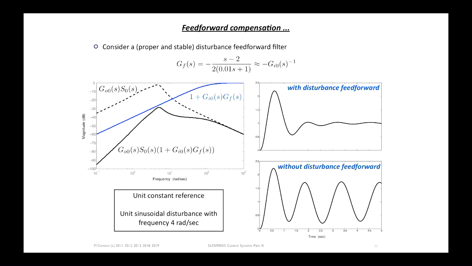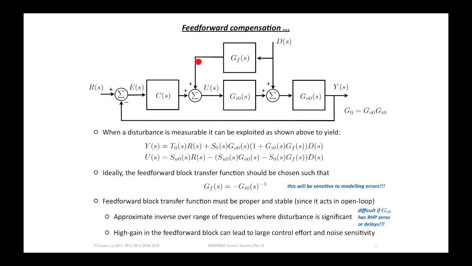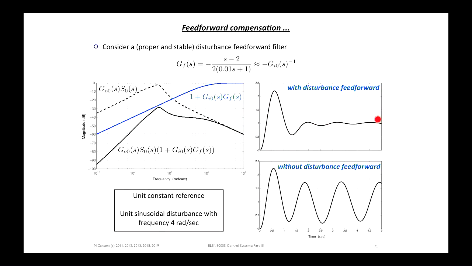Okay, so this is with no disturbance feed forward, but if we can measure the disturbance and pass it through a feed forward filter that tries to make this equal to -1 so that this is equal to 0, you can get much better performance. Okay? But again, you've got to be very careful. You're inverting a model. Your model is wrong, and so your inverse will be wrong.